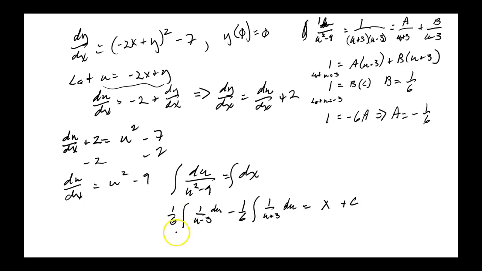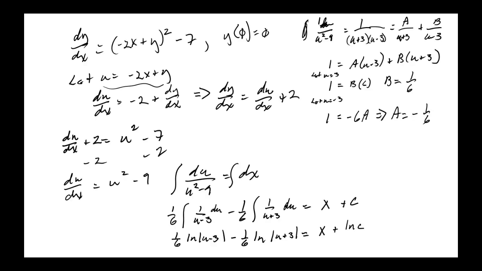So this gives you 1/6 natural log of absolute value of u minus 3, minus 1/6 natural log of absolute value of u plus 3, is equal to, I don't know if I want it to be C or log C, but let's just see what happens if we make it log C. We've got some other things to do here.